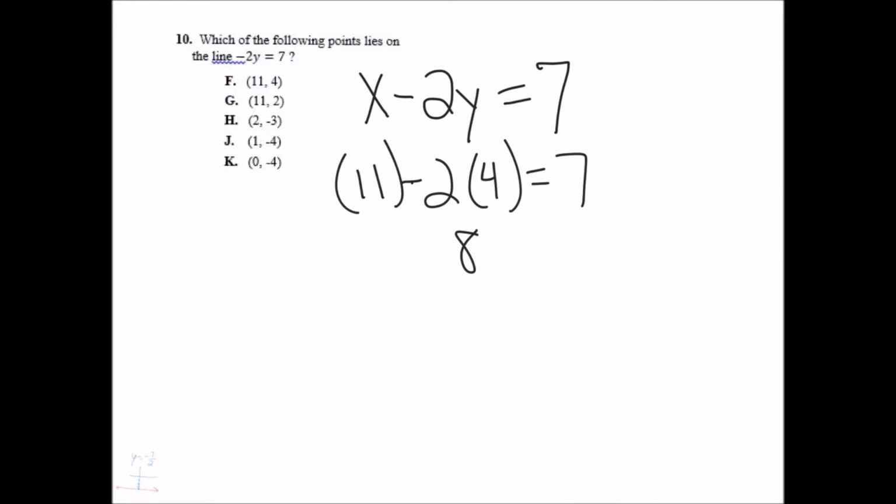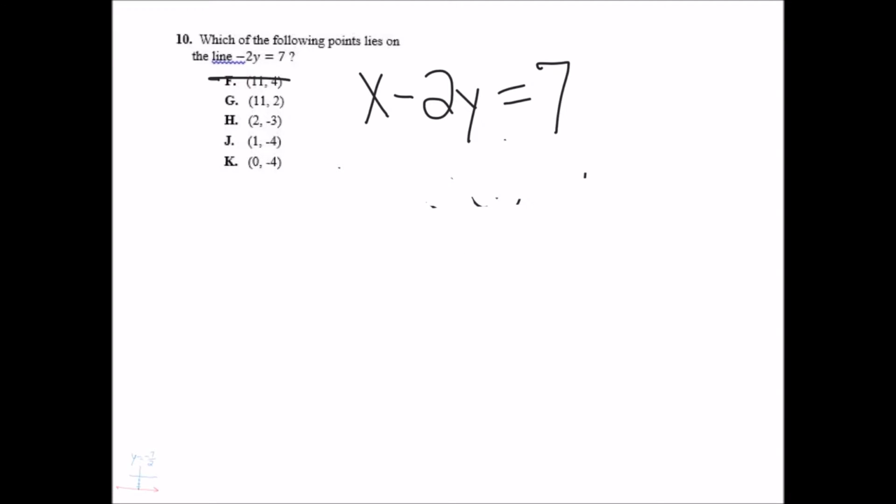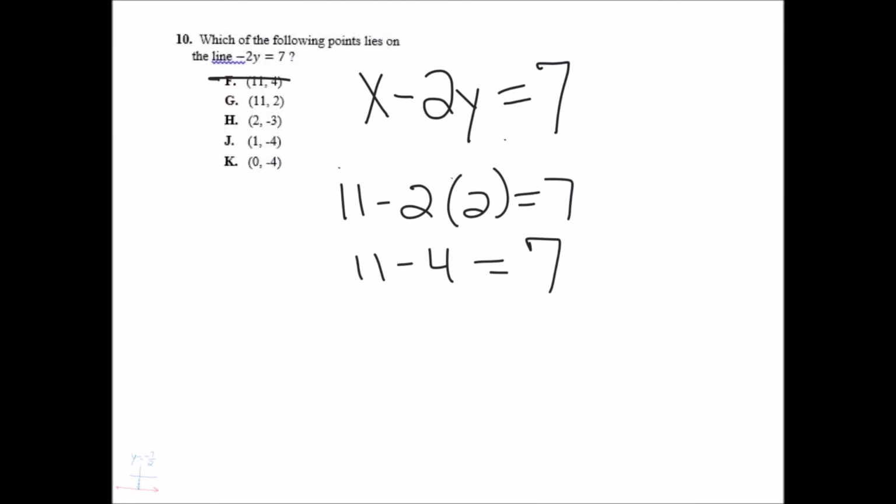So what about G? Again 11, and 2 times 2 is 4. 11 minus 4. So let's try that quickly here. We put in the 11 for the x, minus 2 times the 2 for the y, equals 7. 11 minus 4 indeed does equal 7, so the correct answer is G.